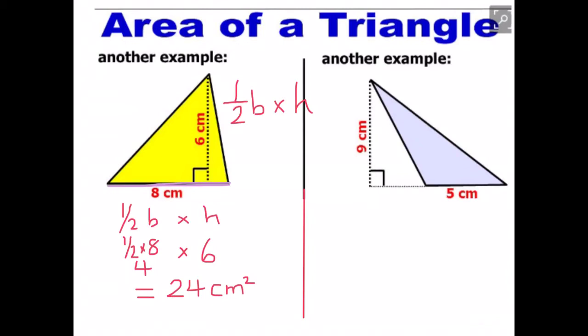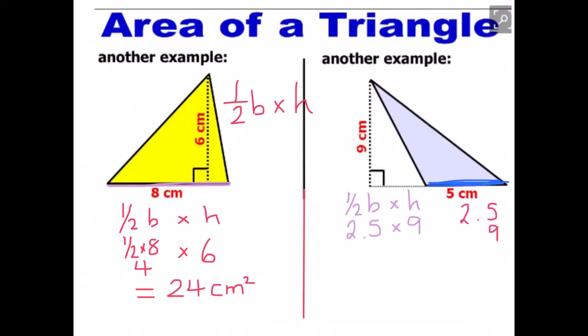Looking at our other triangle, on the right side, we can see that the base in this one is 5 centimeters in length, and the height is 9. So using our equation, it is half the base times the height. Well, half the base is 5, so half of that is 2.5, and we're multiplying it by the height of 9. Quite a tricky one to solve, so we'll do ourselves a vertical sum.